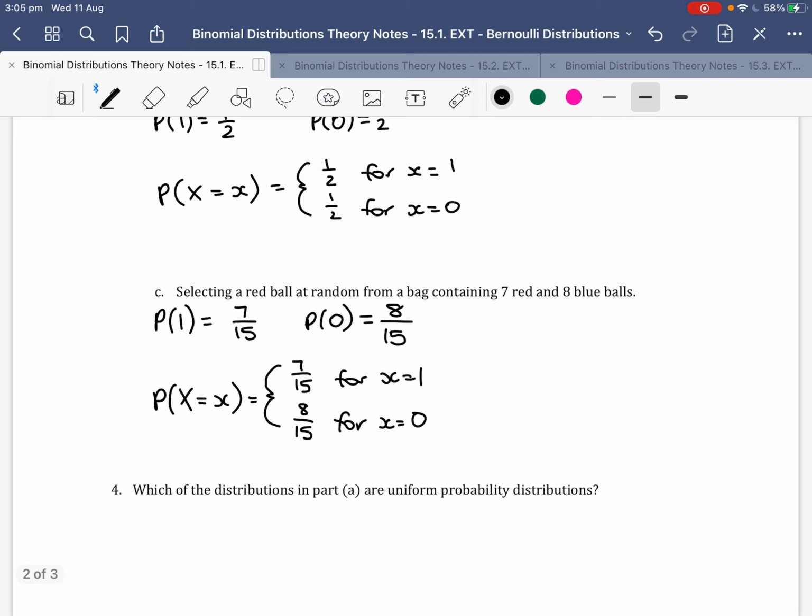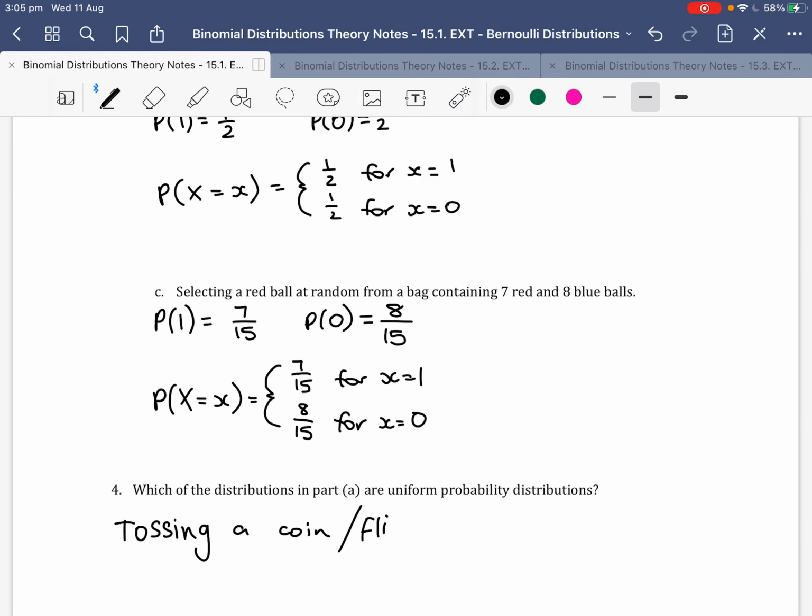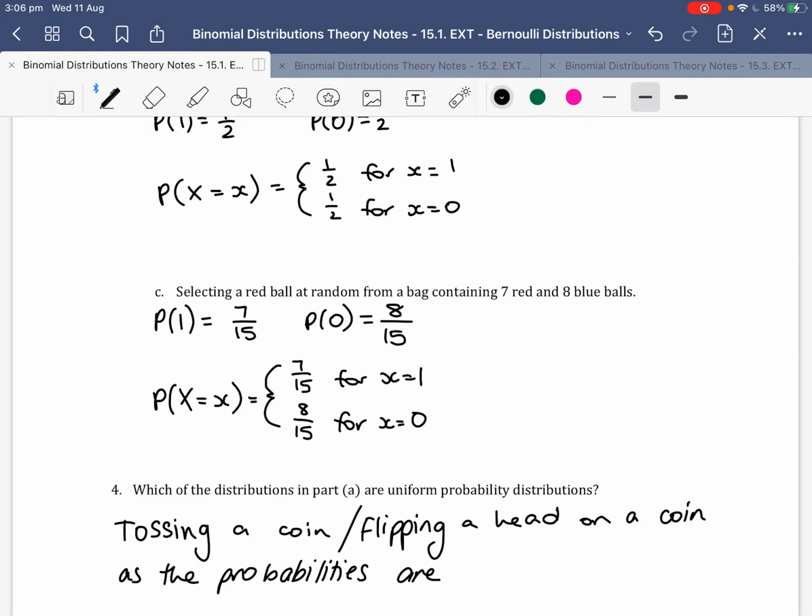So then which of the distributions in part A are uniform probability distributions? The one that is flipping a head on a coin, as the probabilities are equal.